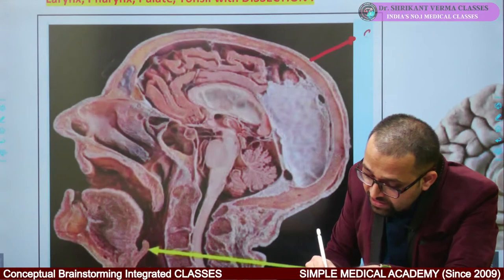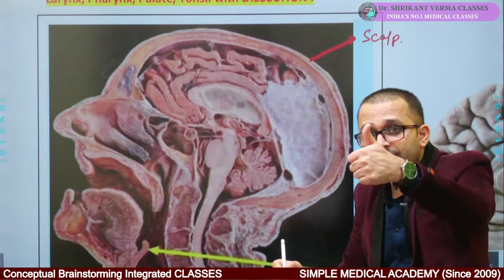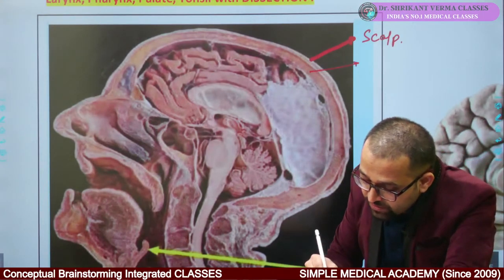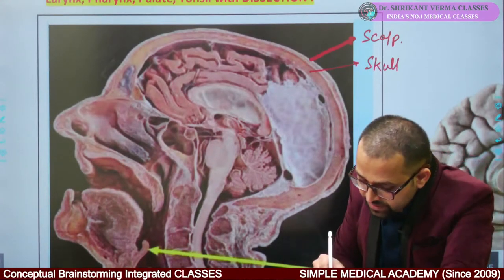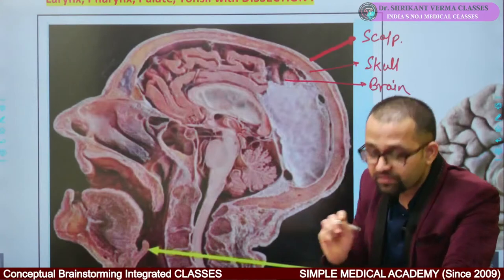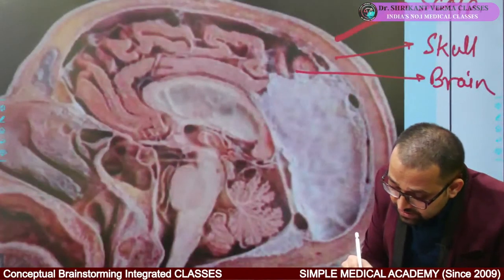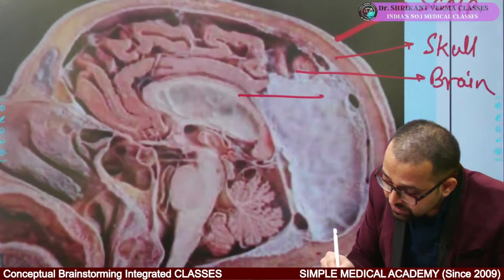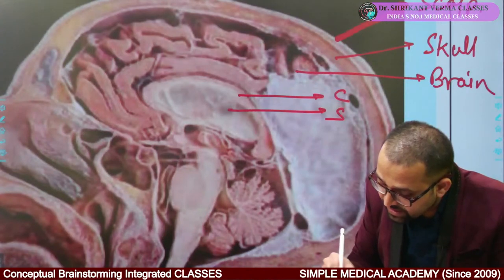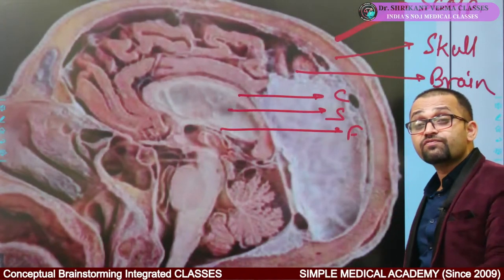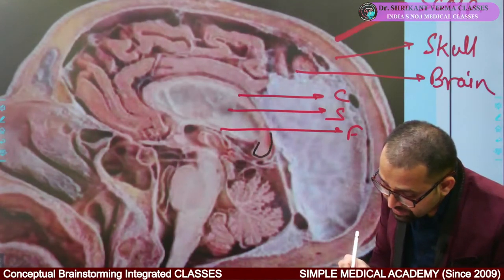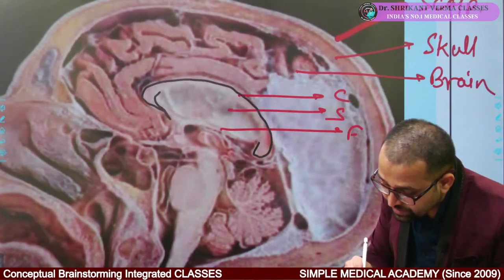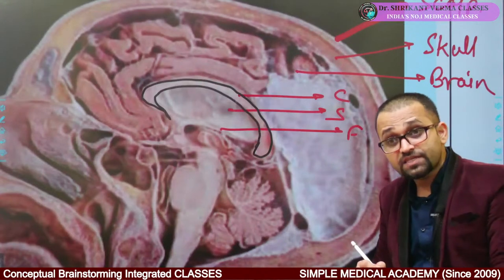Outermost layer, definitely it will be the scalp. Agree? Just below the scalp, whatever the hard thing, that is our skull. Agree? This is the brain. Now, focus here. This is our C, then S, and then F. CSF. Yes. Can you observe properly? This is one white matter band running in this way, girdle-like. Sir, this is the corpus callosum.